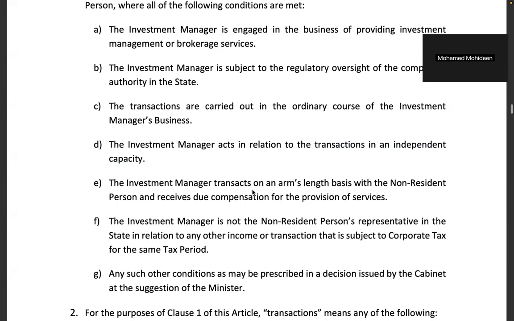Then the next condition is that the investment manager transacts on an arm's length basis. Okay, so they are conducting business on an arm's length basis. No special treatment, no discounts given or overpricing happens by the investment manager.